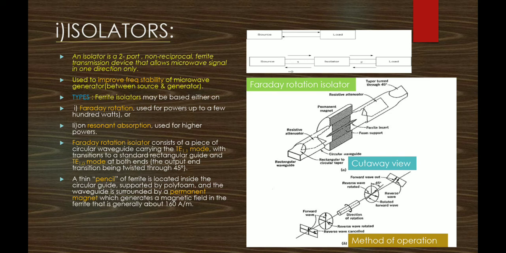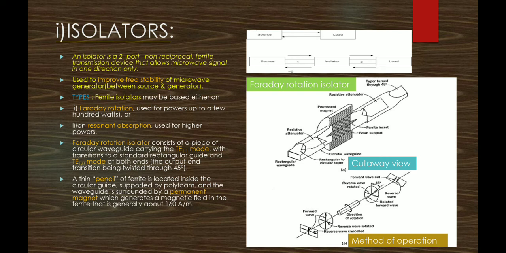So how is it happening? A thin pencil of ferrite is located inside the circular guide, supported by polyfoam, and the waveguide is surrounded by a permanent C-shaped magnet, which generates a magnetic field in the ferrite that is generally about 160 ampere per meter. That is the magnetic strength. A typical practical X-band device, in the frequency range 8 to 12.4 gigahertz, may have a length of 25 mm and a weight of 100 gram without the transition.